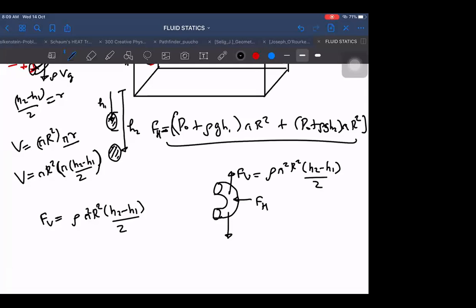Other than that, let us say this tube has some weight. Its own weight is there. Let us say that weight is mg. The mass of the tube is m.